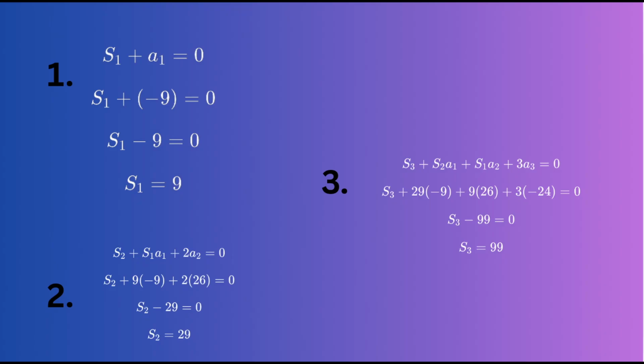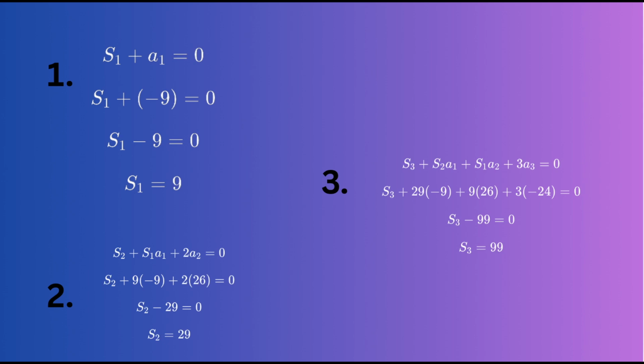Okay, so to solve this, to get S1, S1 plus A1 equals 0. Substituting, S1 plus negative 9 equals 0. S1 minus 9 equals 0, and S1 equals 9. Now we can use that to substitute into S2. S2 plus S1 A1 plus 2A2 equals 0. S2 plus 9 times negative 9 plus 2 times 26 equals 0. Combining like terms, S2 minus 29 equals 0, and S2 equals 29.